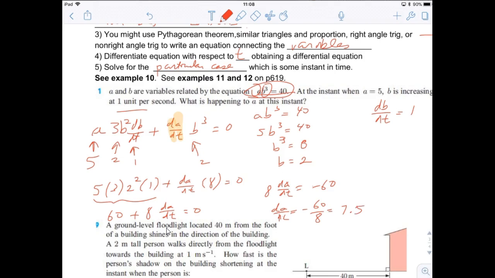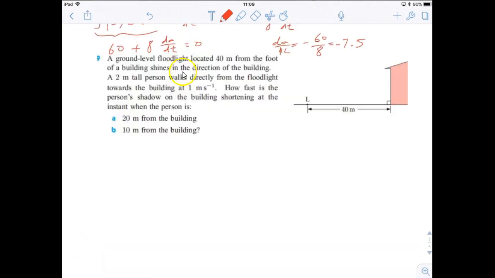7.5. So what is happening to A at this instant? Is it increasing or decreasing? It's negative 7.5. It's decreasing by 7.5 units per second.